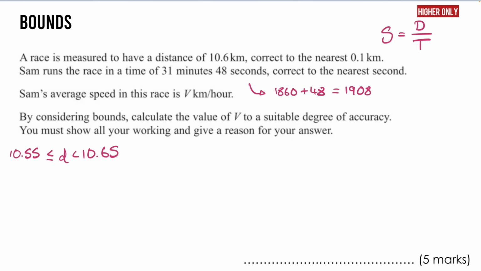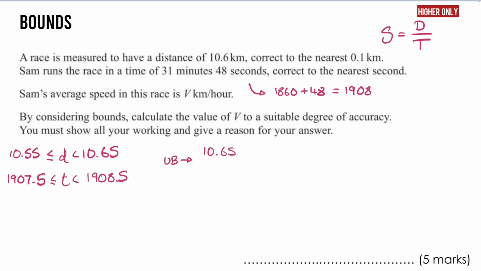So if we write our error interval for the time, let's call that t, and that'll be between 1907.5 and 1908.5. Now, as we are considering bounds, it means that we have to work out the upper and the lower bound. So to get the upper bound, which is the biggest possible answer for speed, we're going to do the biggest distance divided by the smallest time.